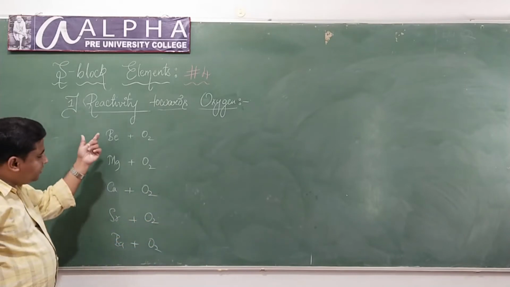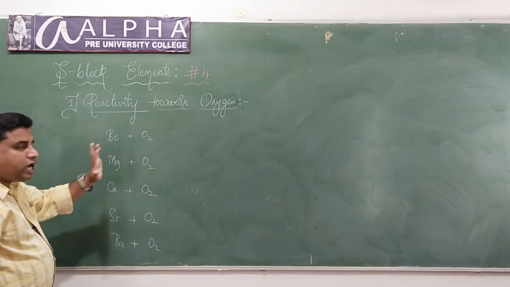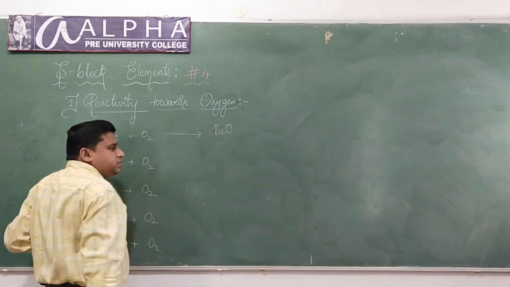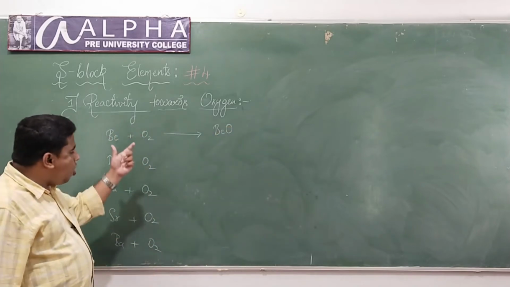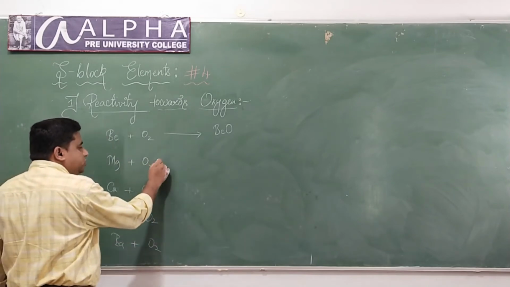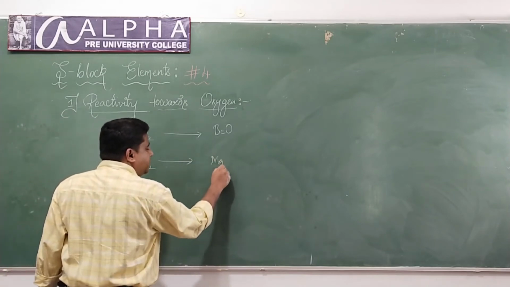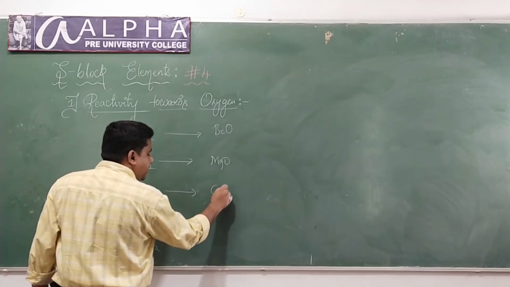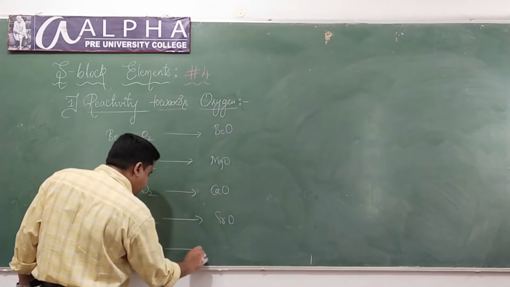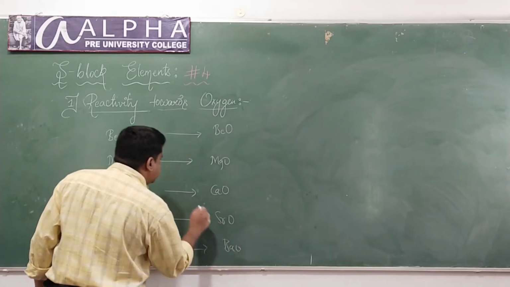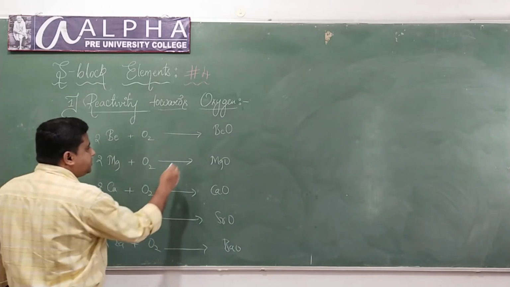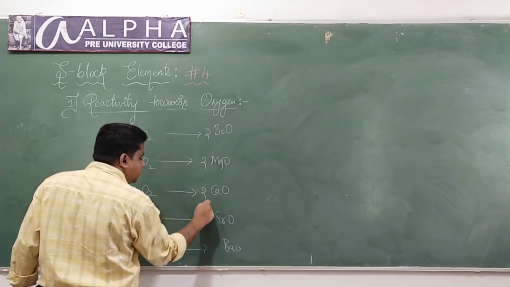Look here, when these alkaline earth metals react with oxygen, all of them will form normal oxides. There is no difference here at all. Beryllium will form beryllium oxide, magnesium will form magnesium oxide, calcium will form calcium oxide, strontium will form strontium oxide, and barium will form barium oxide. You can balance the reaction, no doubt.